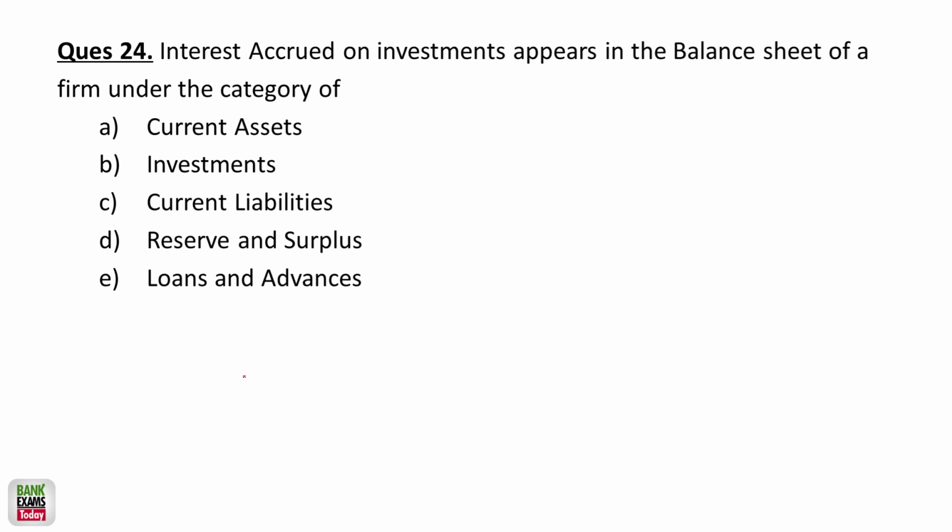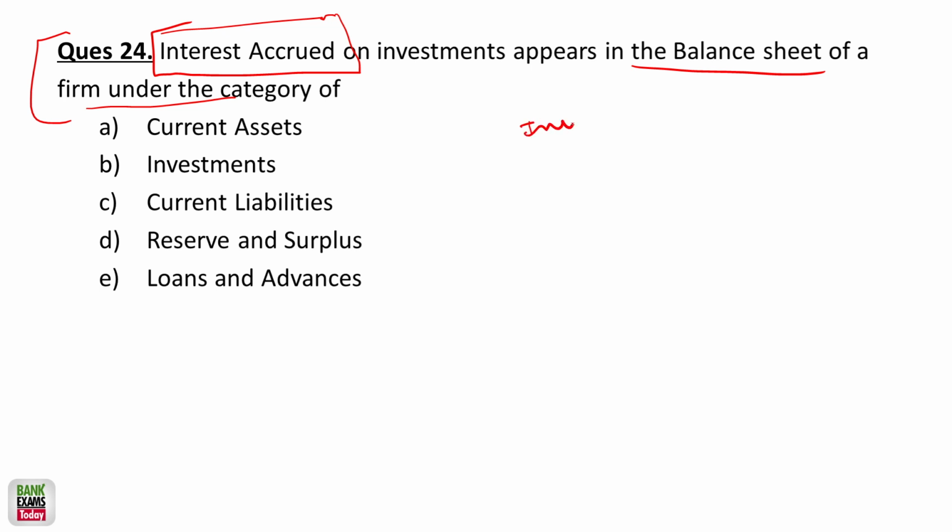Interest accrued on investment appears in the balance sheet of a firm under which category? What is interest accrued? You are having an investment. You made an investment, and that gives you interest.